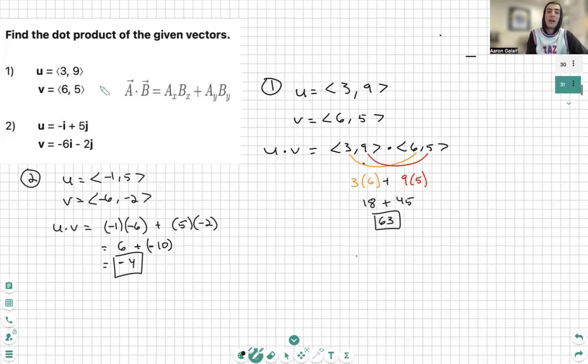If there's another value for a z, you will just add the product of the z's, uz and vz, and then we'll add that to the product that we already found for the x's and the y's. So very straightforward, even if we have another component within our vector.